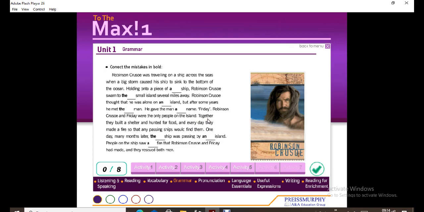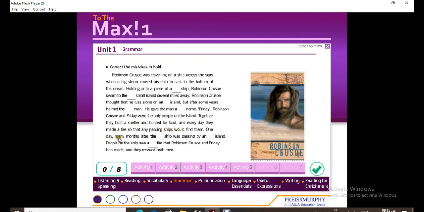Together, they built a shelter and hunted for food, meaning they go and find something to eat. And every day they made a fire, so maybe someone can see them, so that any passing ships would find them.